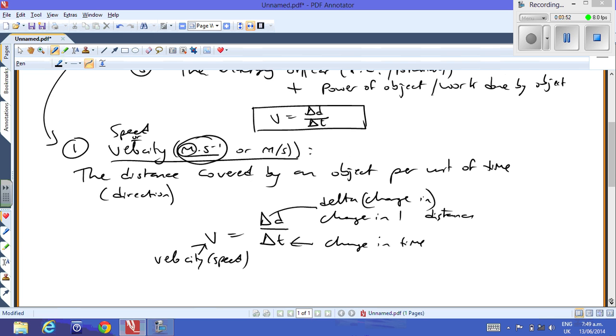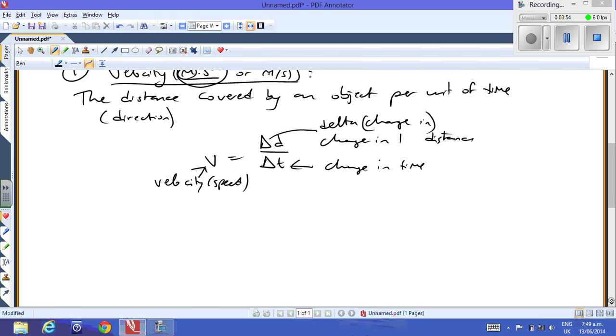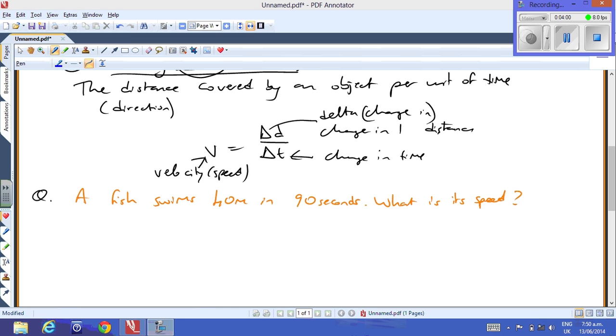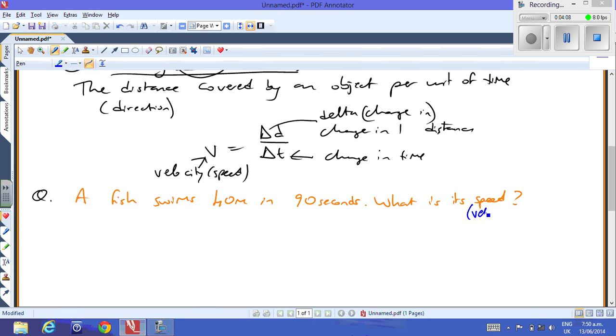The best thing to do now that you have a formula is to start practicing using it to answer some questions. So I'm just going to write down some questions here and then we'll try and answer them. A fish swims 40 meters in 90 seconds. What is its speed? The first thing is we know that speed is referring to velocity, so we'll quickly change that to velocity because we're using v there.